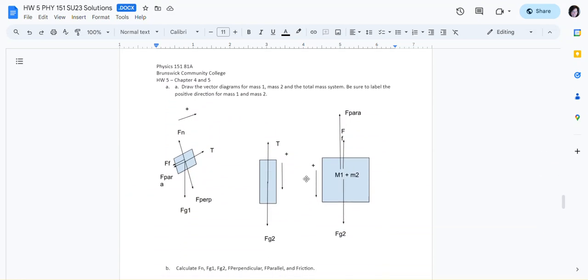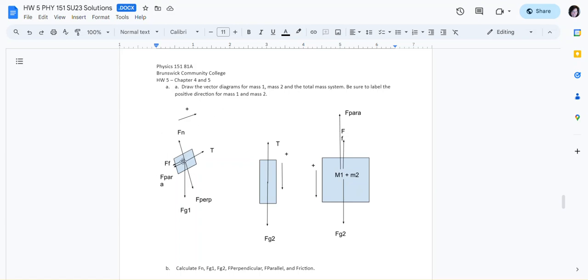In the next one, you had a box on an incline, and you need to have Fg1 in that diagram. You need to have the perpendicular component of Fg1. You need to have the parallel component of Fg1. But this also had friction on it, so you need friction going on it. So why is it in the same direction as F parallel? Because this box is moving up the incline and Ff is down the incline.